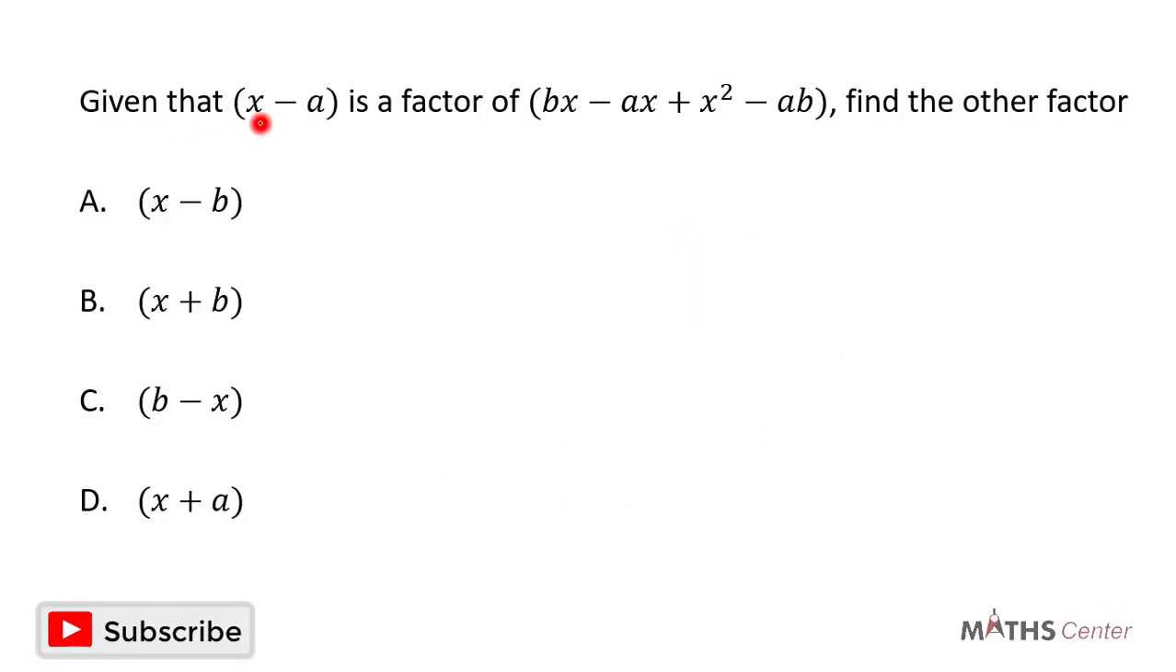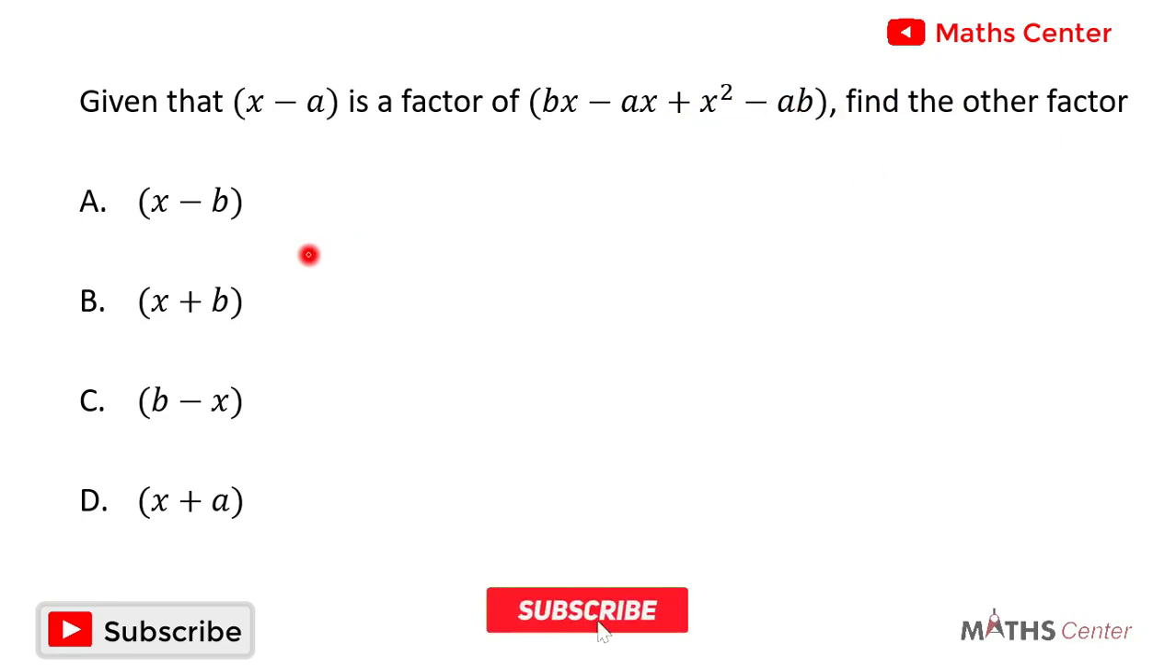Given that x minus a is a factor of bx minus ax plus x squared minus ab, find the other factor. This is a multiple choice question, and so we will solve the question, and after that we will pick the correct option. The question says that x minus a is a factor of this expression, bx minus ax plus x squared minus ab. We are going to find the other factor.